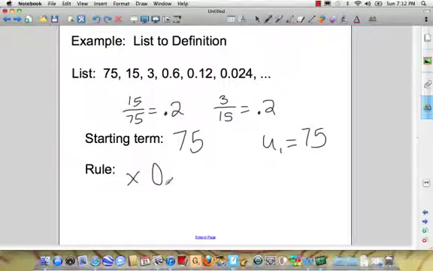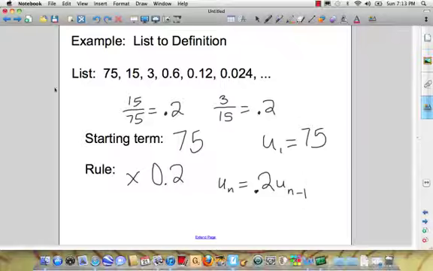Alright, so the rule is multiply by 0.2. I should write that in words, but I'm saving some time. So to write that symbolically, to find the nth term, you want to take the term that came right before it and multiply it by 0.2. Typically we put a coefficient in front. So there it is recursively.